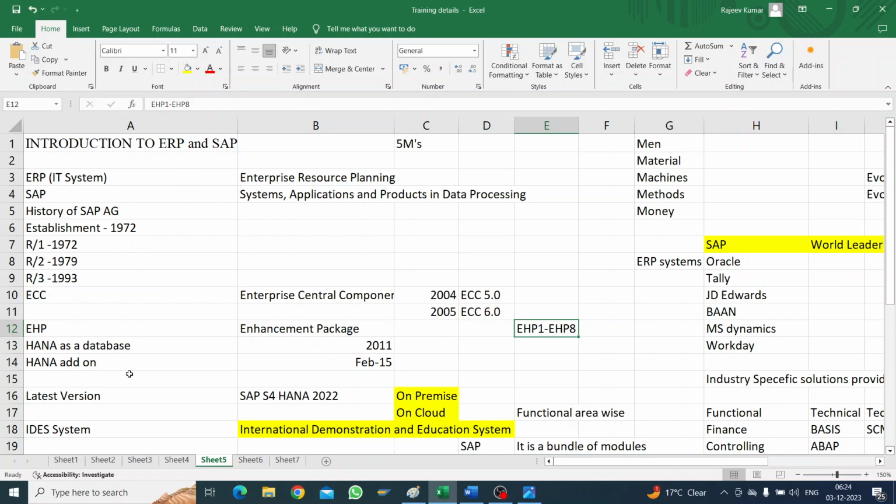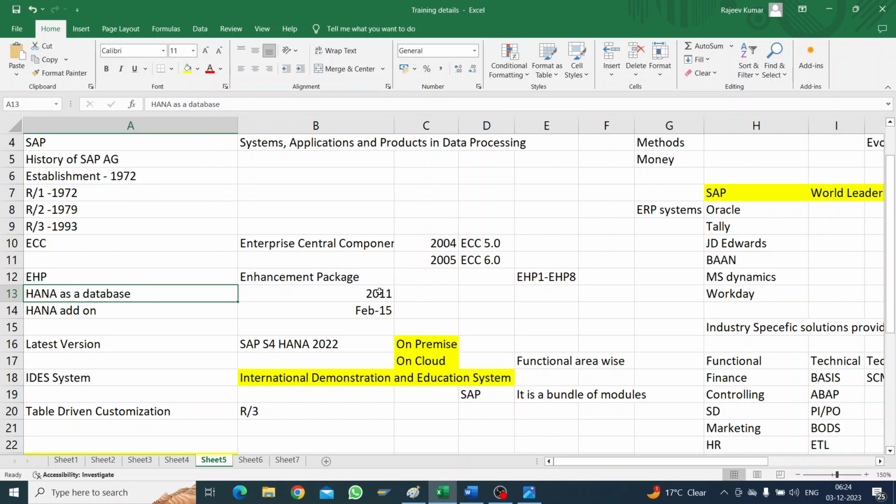HANA as a database was launched back in the year 2011, but HANA add-on as a front screen, nothing but your presentation server kind of thing, was launched for the first time in February 2015, and that version was called SAP S4 HANA 1503 version.